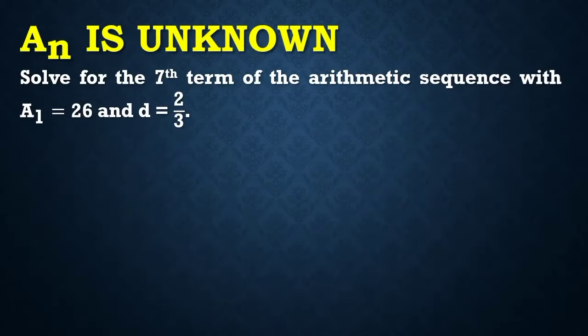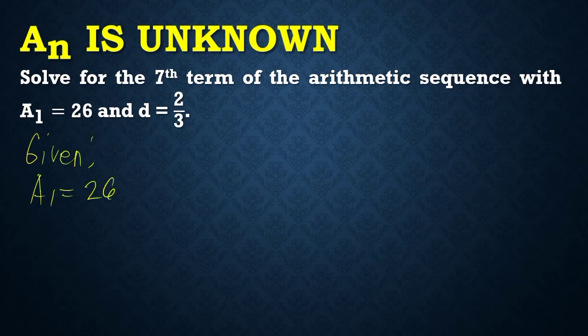For our last problem, solve for the 7th term of the arithmetic sequence with A sub 1 equal to 26 and D equal to 2/3. As you can see, our common difference is not a whole number. It is a fraction. So, can we still solve it? Of course. Again, we write the given: A sub 1 is equal to 26 and D is equal to 2/3.